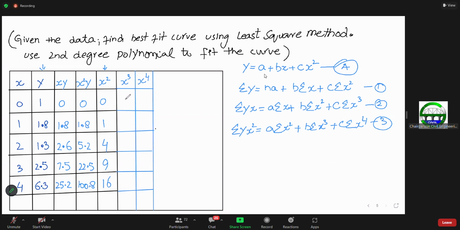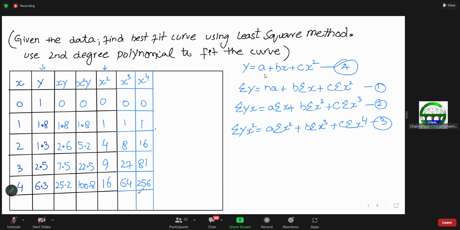Okay, good. And then x cubed, it is 0, 1, 8, 27, and 64, right? And this is 0, this is 1, this is what, 16. It is 81, and finally what is this one? 128, 256. Okay, 256, not 2000. Okay, 256.